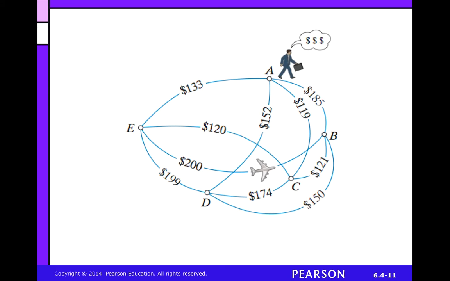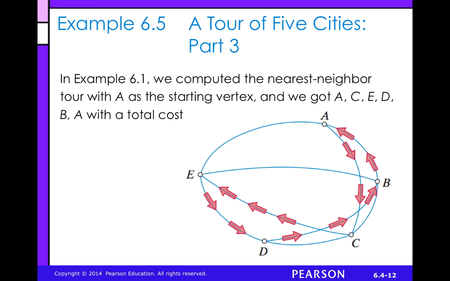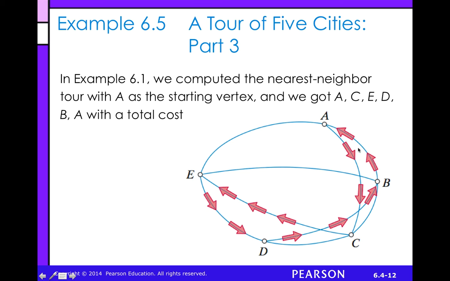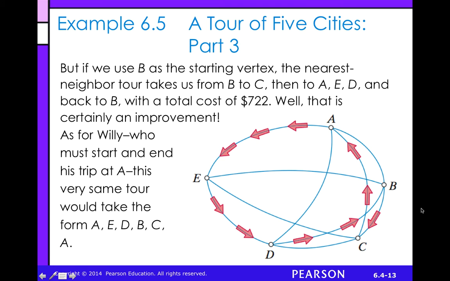Oh, sorry, this was the first one starting at A. Okay, here's the one starting at B. From B to C, C to A to E, E to D, and D back to B. That's what we said. If you calculate the total cost of that, the cost is 722, which is cheaper, right? This is a cheaper path than the original one we got starting at A, which was 733. Now, if we think of starting at B and we do B, C, A, and so on, right back to B, we get a cheaper path.